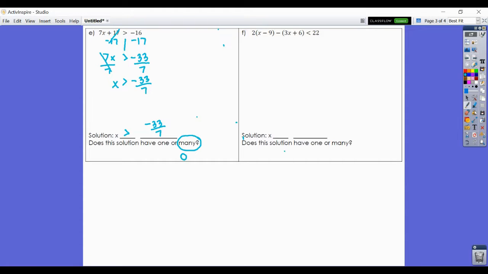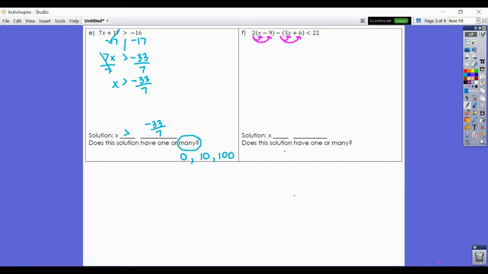So that could be 0, because that is greater than negative 33 over 7. Could be 10, 100, etc. Everything greater than negative 33 over 7 is a solution. For example F, when we have parentheses, we must distribute the number outside to multiply both terms inside.